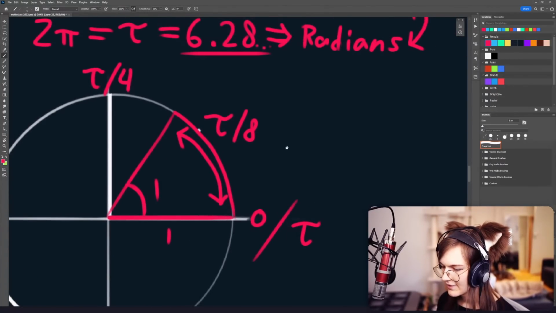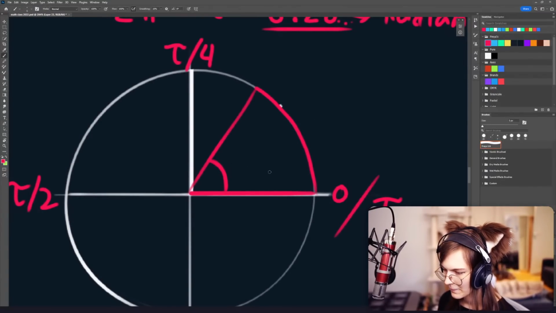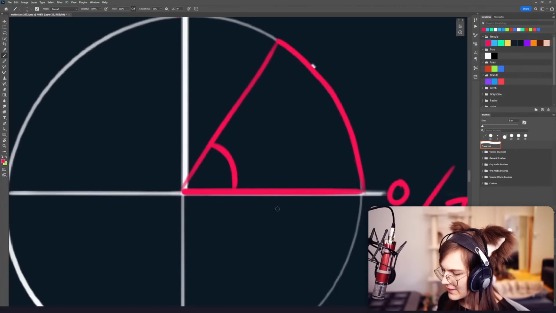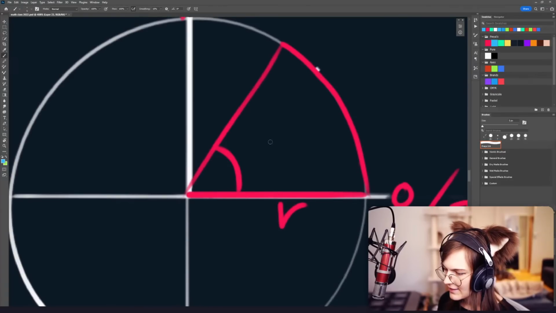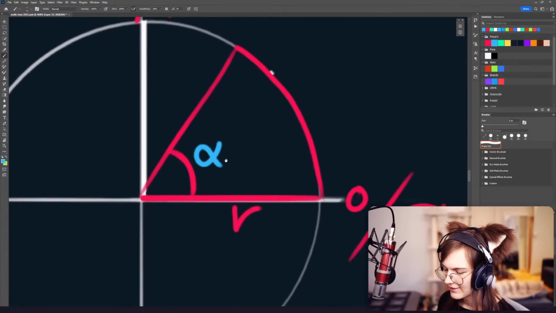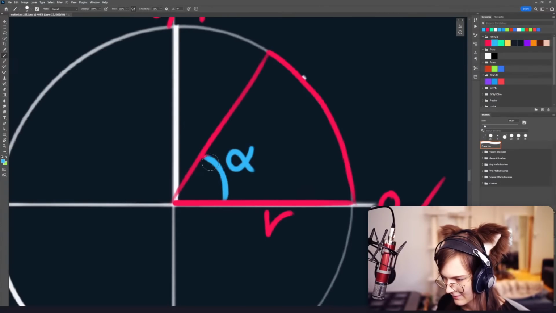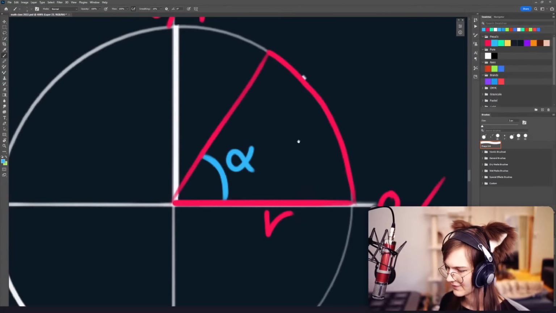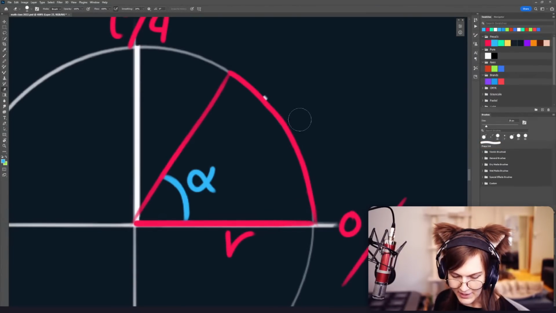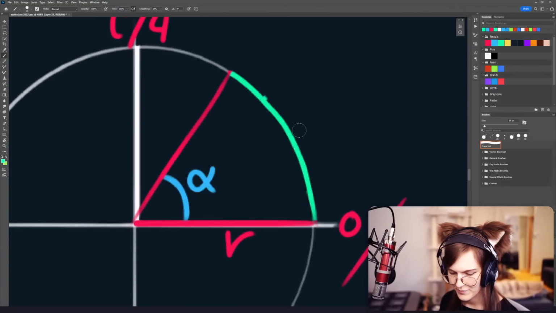And so, just to spell this out a little bit more. If you have a radius r, and you have an angle, usually that's denoted using a theta, or an alpha. I usually like alpha because it's cute. Let's say we have an angle alpha. Let's color it. There we go. And then we have an arc length, so the length of this segment right here.